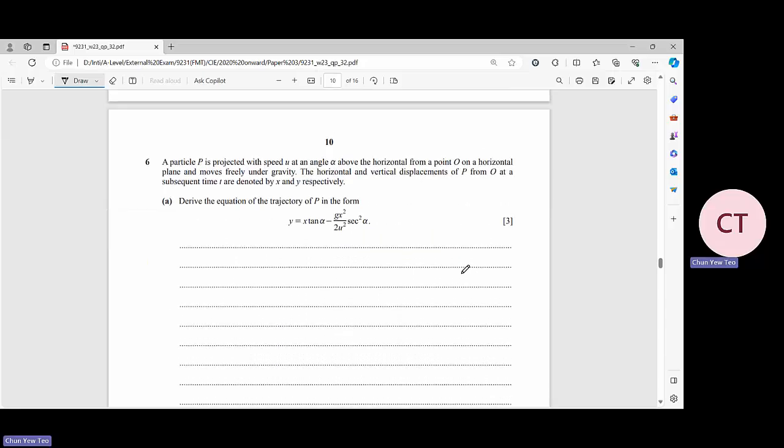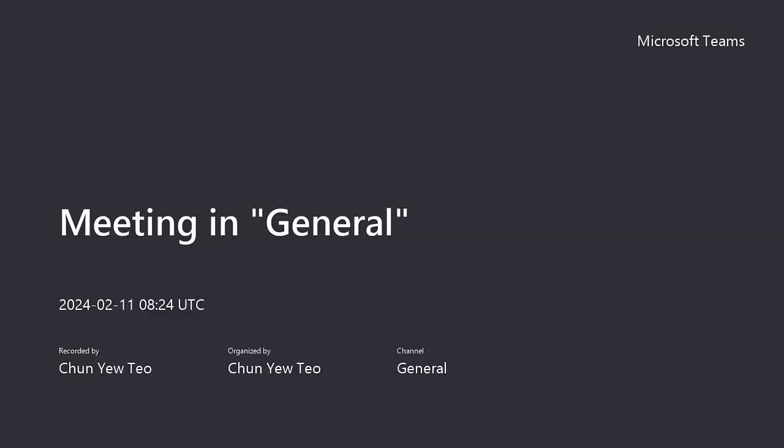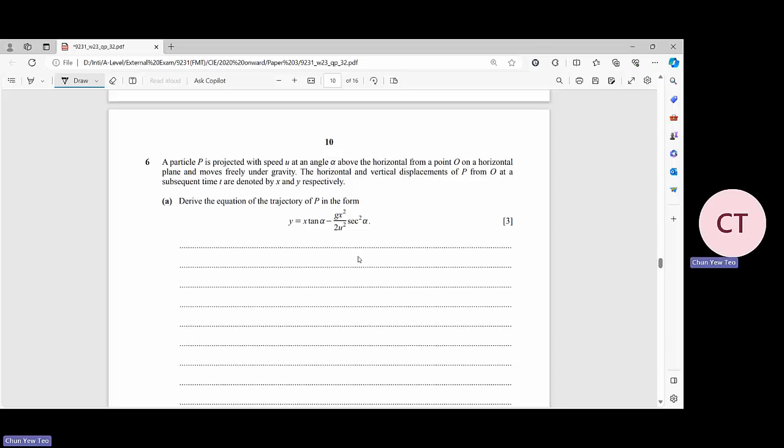Moving on, question number 6. Now, number 6: a particle P is projected with a speed u and an angle alpha above horizontal from a point O on the horizontal plane and moves freely under gravity. The horizontal and vertical displacement of P from O at a subsequent time t are denoted by x and y respectively. Derive the equation of the trajectory of P in the form given here. So this one is very straightforward.